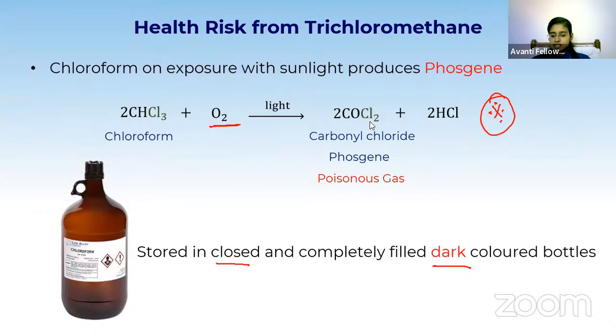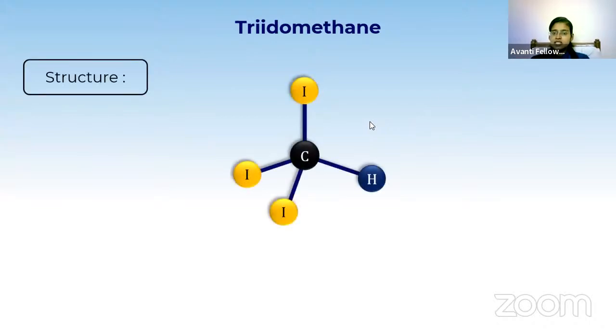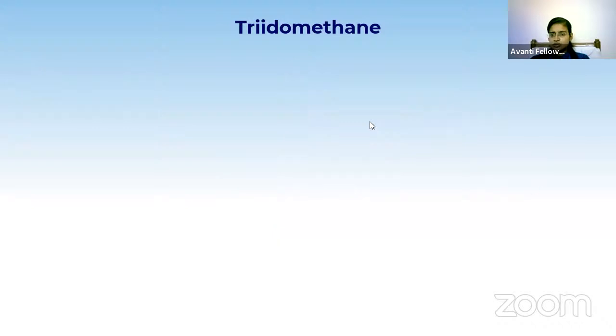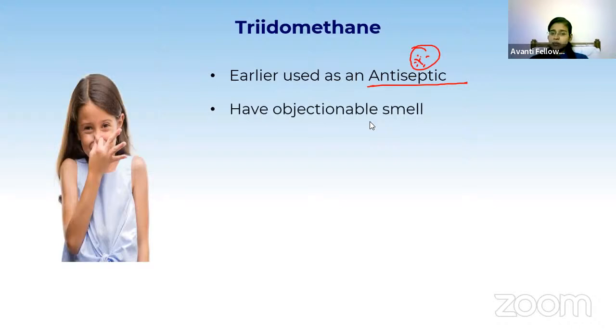And the next compound is triiodomethane. Triiodomethane means CHI3, so it is called iodoform. CHCl3 means chloroform, CHI3 means iodoform. Earlier it was used as an antiseptic. Chloroform was used as an anesthetic and iodoform is used as an antiseptic. Have a note of it, very important. But this has an objectionable smell, which one cannot bear.